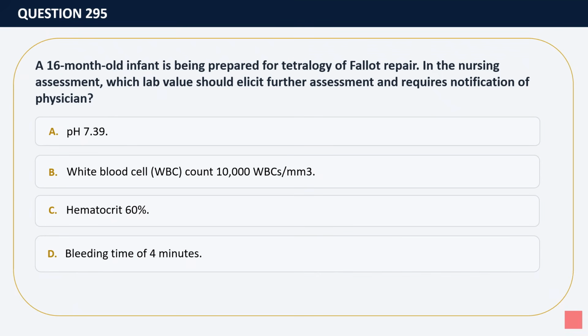Question 295. A 16-month-old infant is being prepared for tetralogy of Fallot repair. In the nursing assessment, which lab value should elicit further assessment and requires notification of the physician? A. pH 7.39. B. White blood cell, WBC, count 10,000 WBC/mm3. C. Hematocrit 60%. D. Bleeding time of 4 minutes.